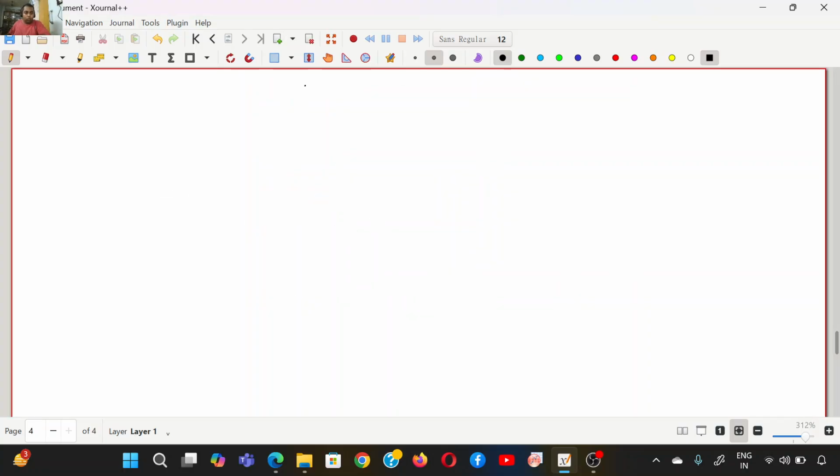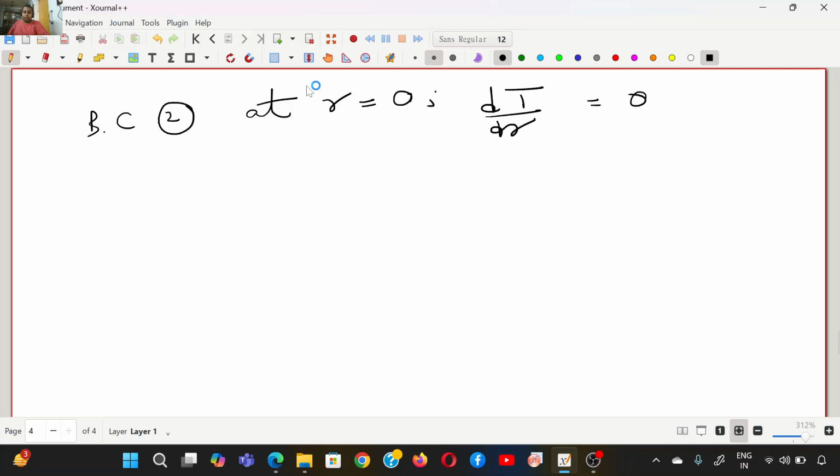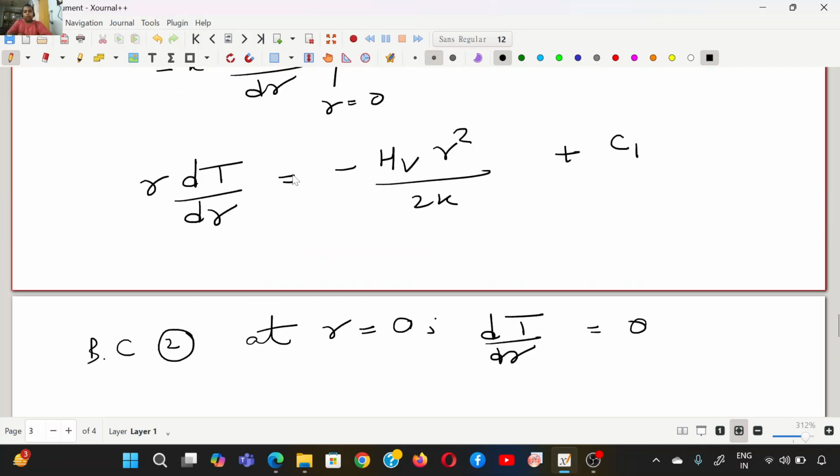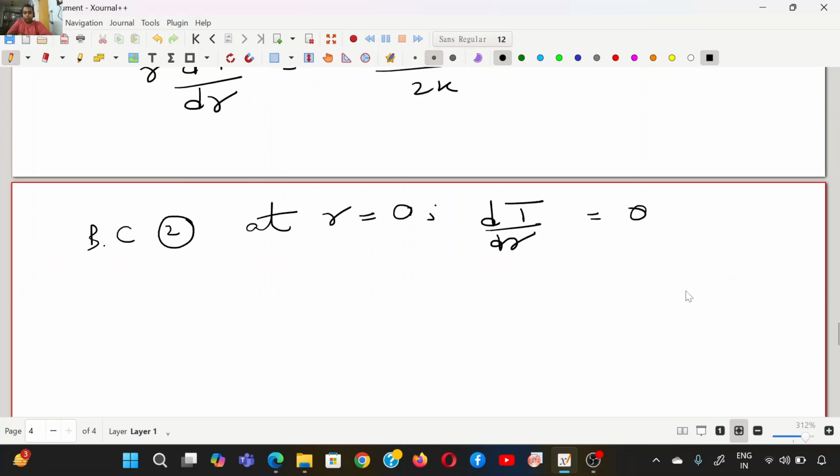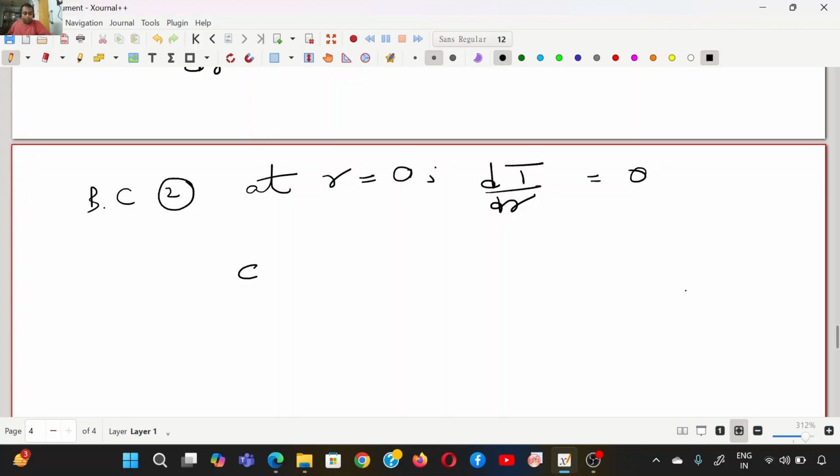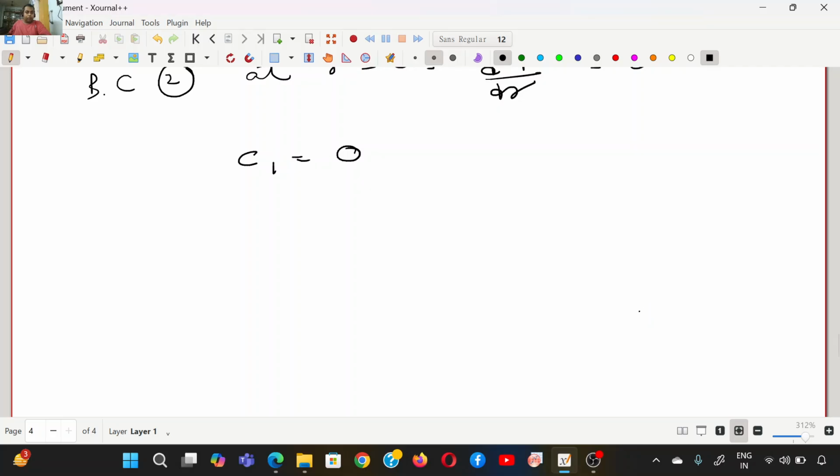Now you apply boundary condition 2 at r is equal to 0. What is it? dT by dr is equal to 0. So from there you will get, this is 0, this is 0, so c1 will be equal to 0. Now once you apply c1 is equal to 0, you integrate it one more time. So you will get T is equal to minus Hv r square by 4k plus c2.